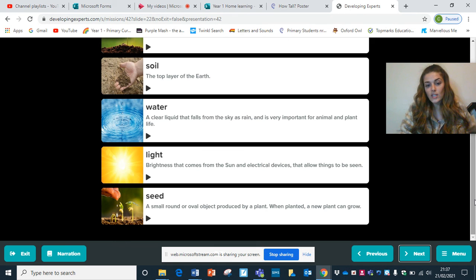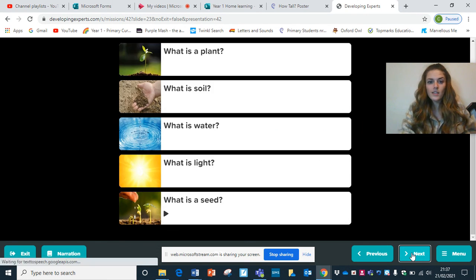And then we've got seed, which is a small round or oval object produced by a plant. When planted, a new plant grows. So that's what a seed is. A plant grows from a seed. So there are your rocket words, your keywords.